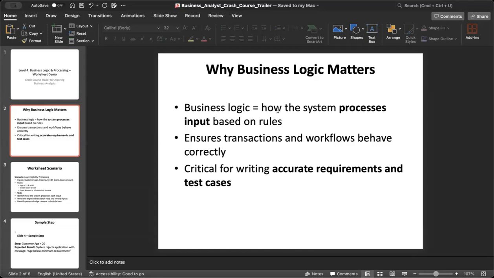Business logic is basically the rules that govern how the system processes input, right? So for example, a loan application is only approved if the customer meets the age requirement, age greater than 18, and the income and credit score requirements. These all come from the business requirement, so we need to feed them into the system. Then the system knows how to give the decision. So as a BA, you must understand these rules and catch missing or incorrect conditions early.